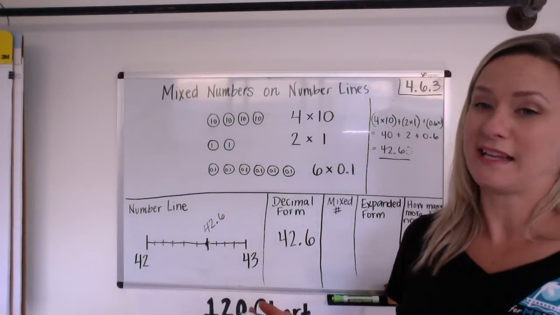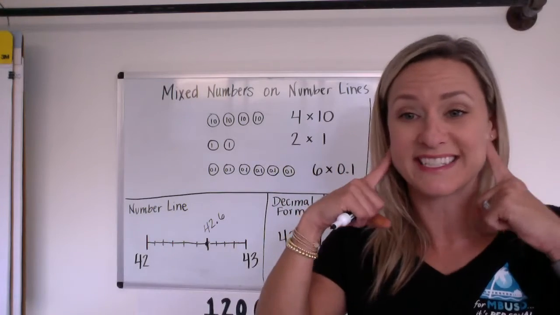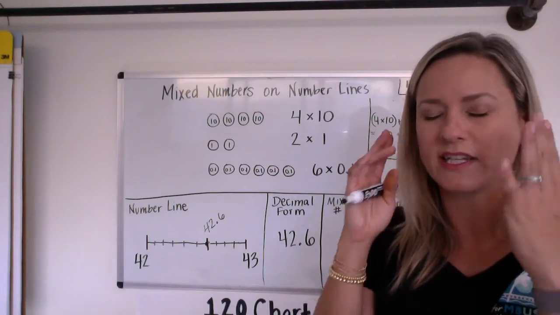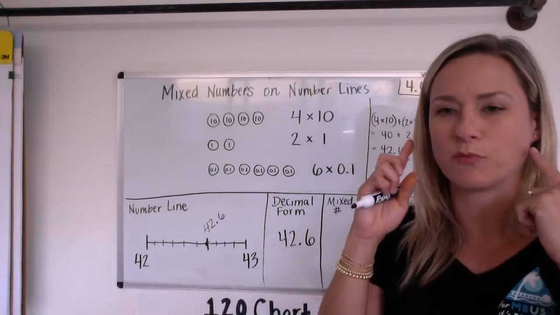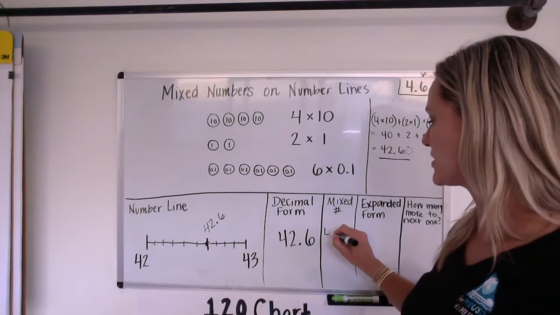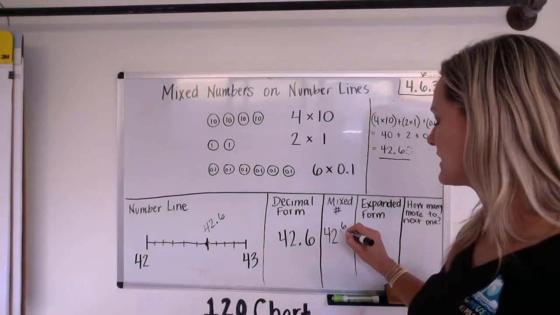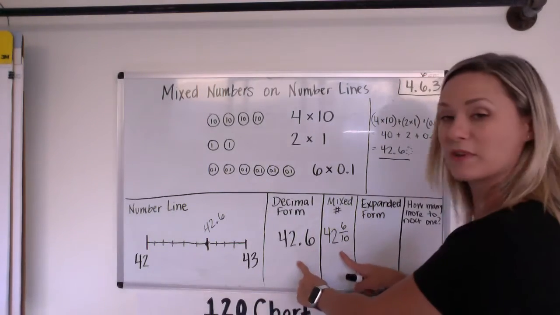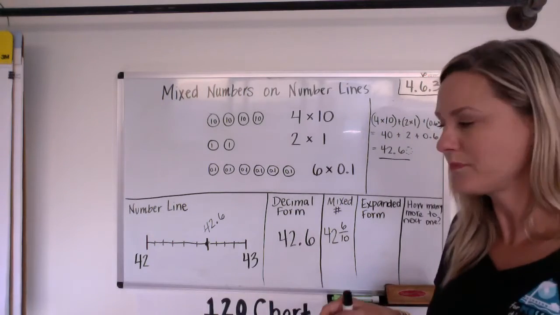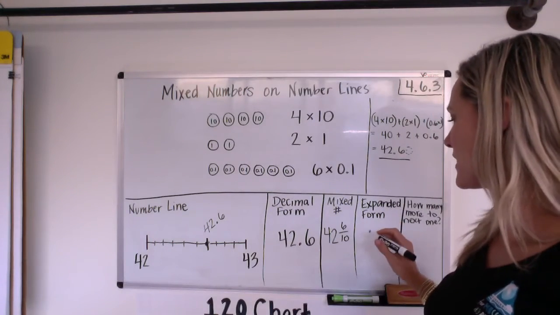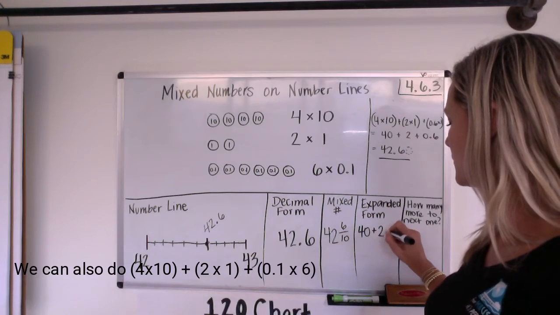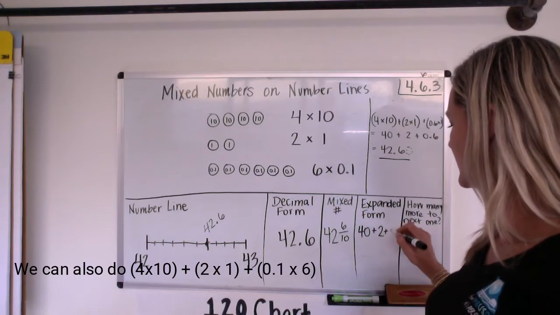Mixed number is actually just how it sounds. So if you close your eyes and just listen to yourself say 42 and 6/10, you'd probably imagine the 42 as the whole number and 6/10 as the fraction. Don't forget, these are related. We have to know that. Okay, so for expanded form, we could do 40 plus 2 plus 6/10.